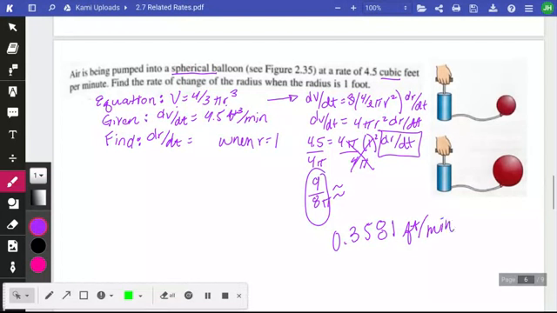Keep in mind, radius is a one-dimensional measurement. So your feet or your inches is just not squared. If you're doing area, it'll be squared. If you're doing volume of some sorts, it'll be cubed.